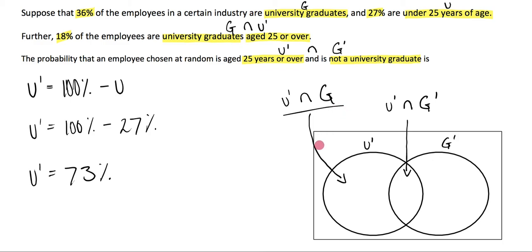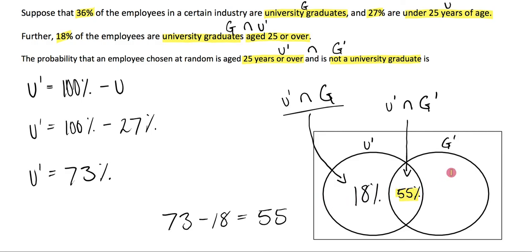Now, are we given this information? And we absolutely are. U dash intersection of G, that's the same thing as G intersection of U dash. The order doesn't matter. So that means that this 18% is going to exist right here. And that means we can find what this is, because we know that 18 plus this is going to be equal to 73. So we simply have to go 73 minus 18, which is going to be 55. So that right there is going to be 55%, because 55 plus 18 is 73. So your answer is going to be 55%.